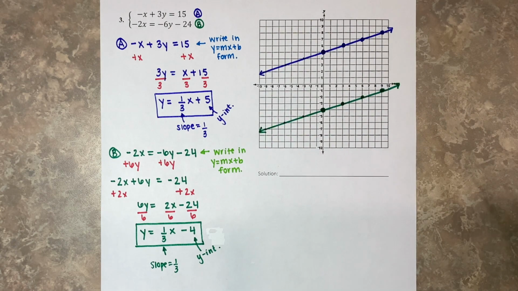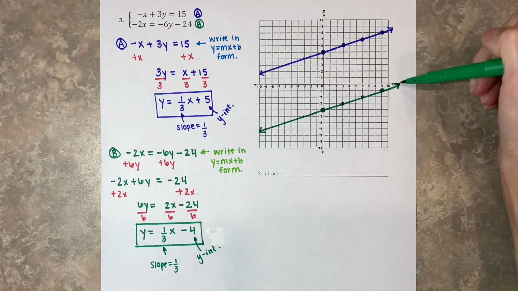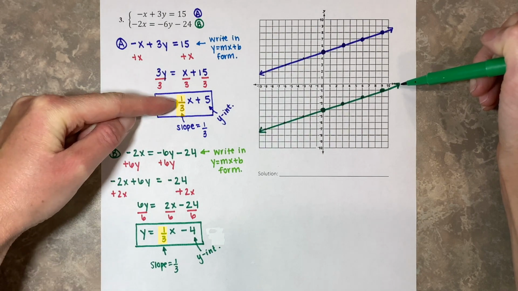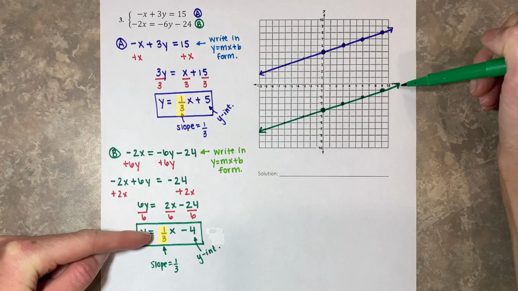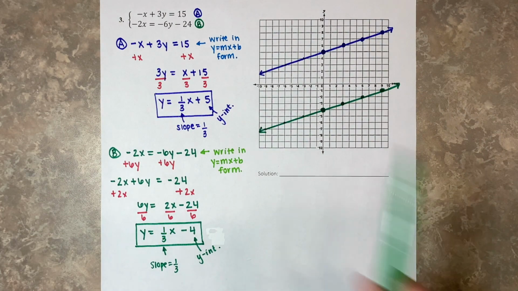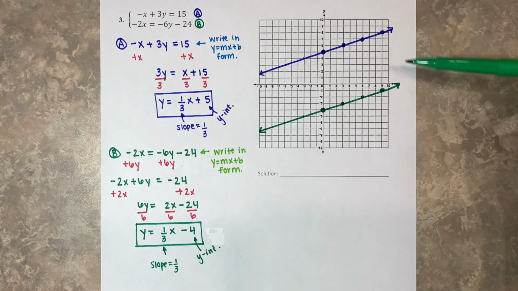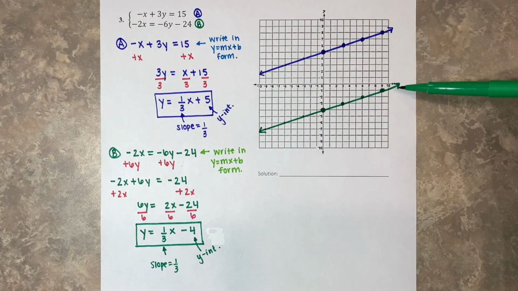Now, notice these two lines are parallel. We can even see that by looking at the equations, because the equations have the same slope, and parallel lines always have the same slope. Now, when you're looking for the solution for a system of equations by graphing, you're looking for the intersection point of your two lines. Parallel lines never intersect.